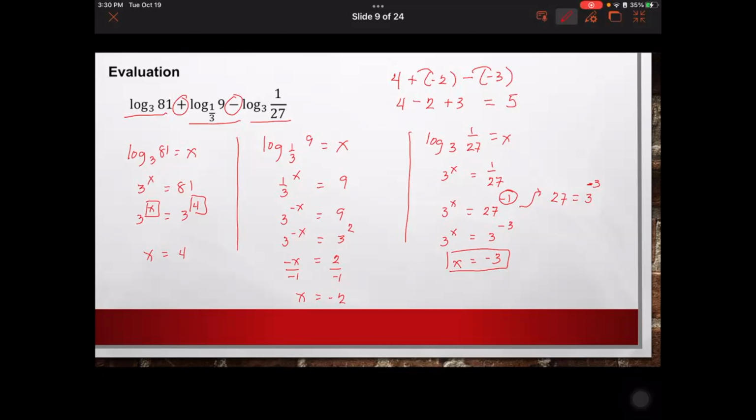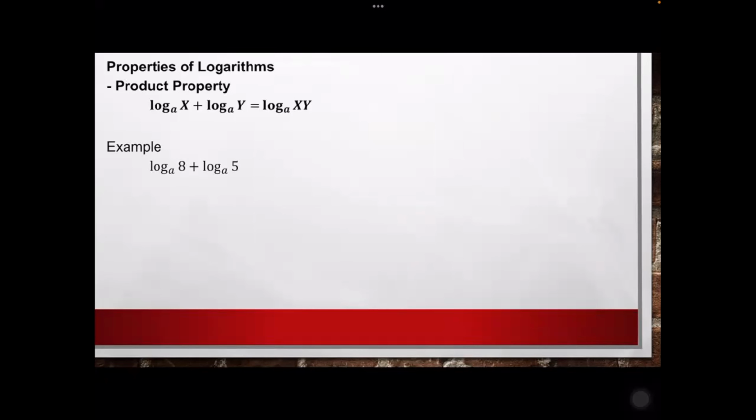Clarification? Nakuha ba? Okay. So, let's have the properties of logarithms. So, the properties for logarithm, we have the product property. Ito yung una. So, for the product property, we have the logarithm of x with the base of a plus logarithm of y with the base of a is equal to, they should have the same base. Kung a siya a, kung b, b. So, is equal to logarithm of xy with the base of a.